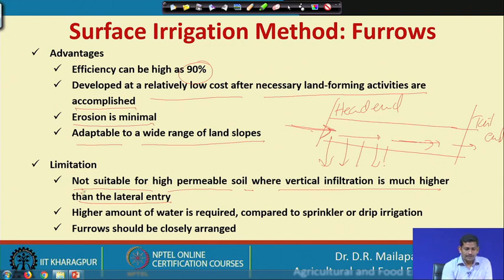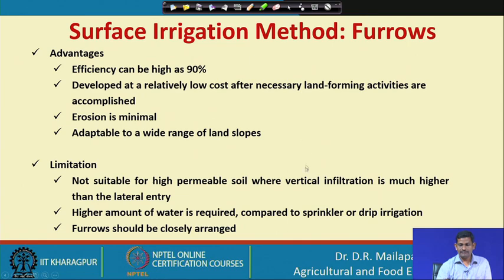So that is the limitation: the field should not be highly permeable, and a higher amount of water is required compared to sprinkler and drip irrigation methods, and furrows should be closely arranged so that you get more uniform wetting fronts or infiltration rate.